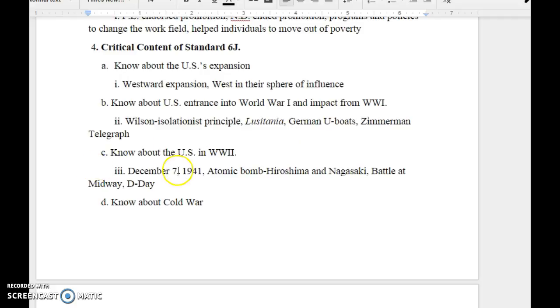And, I need to know about the U.S. and World War II. We obviously entered the war on December 7th, 1941. The most important moment in World War II was the atomic bomb being dropped in Hiroshima and Nagasaki. You have the Battle of Midway and D-Day. These are just some of the battles that occurred in World War II, and we really emerged out of World War II as a dominant world power.